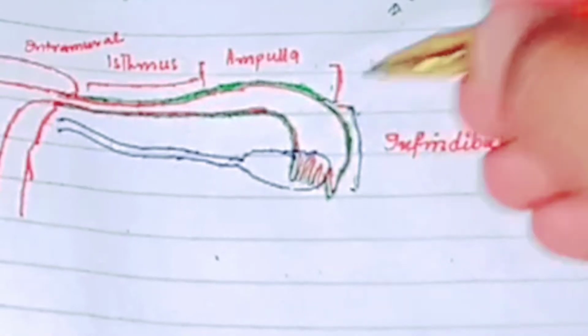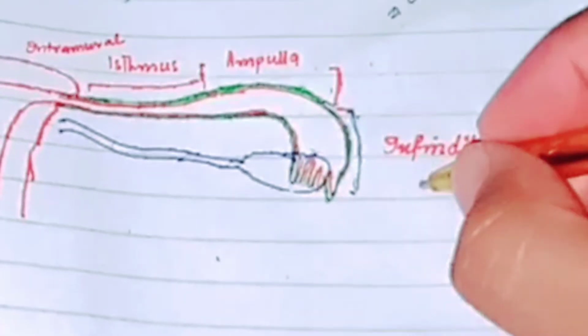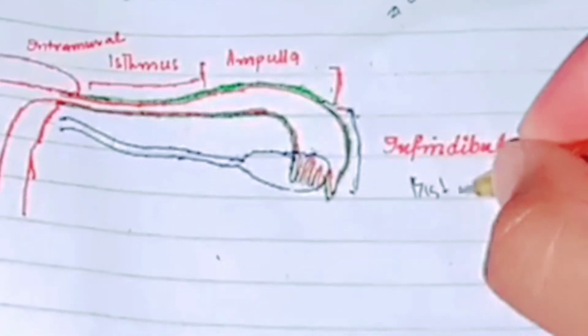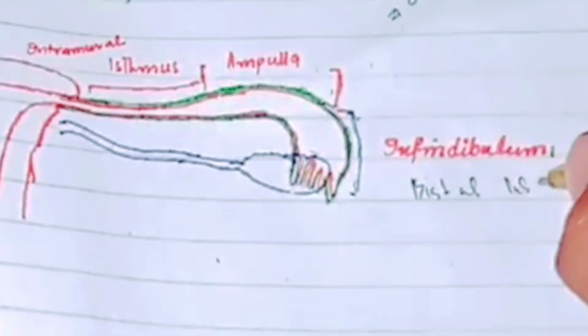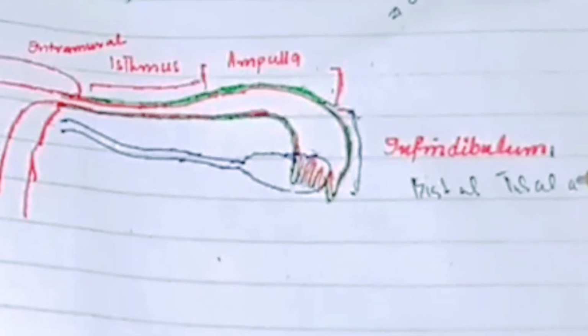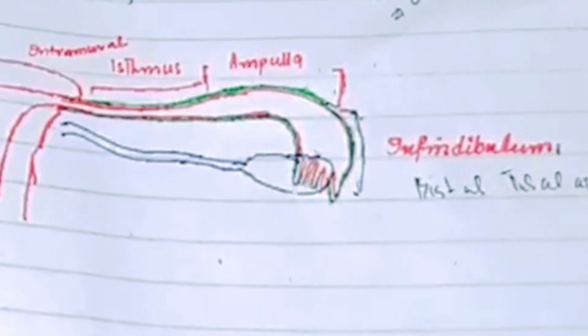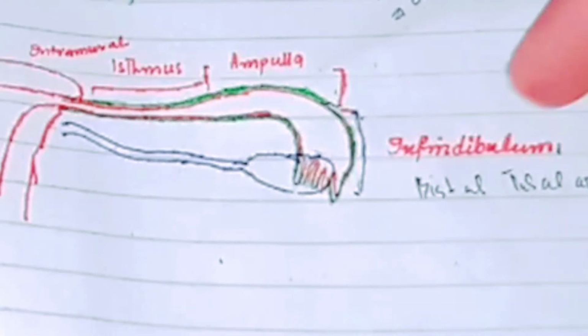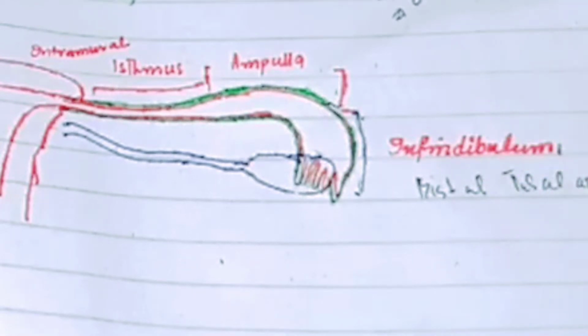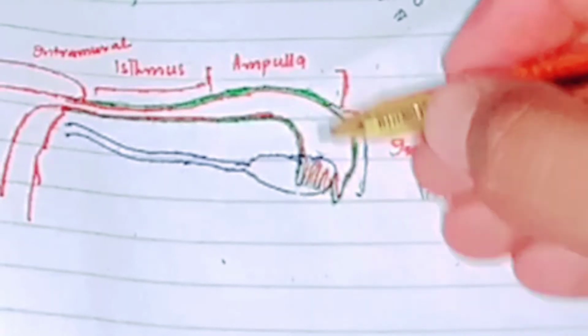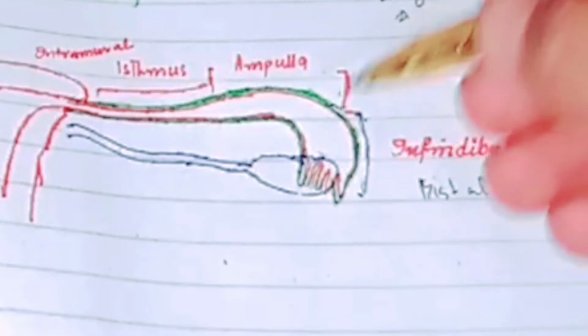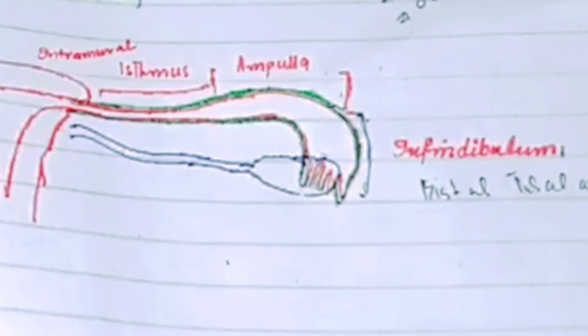So the opening of the infundibulum is called the distal tubal opening. When this opening is occluded, this condition is called a distal tubal occlusion. This opening is also called the distal tubal ostia, or the abdominal opening. The uterine tube is directly in contact with the abdominal cavity through this opening.